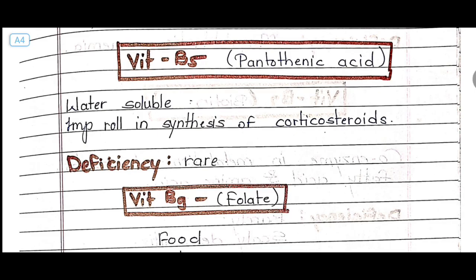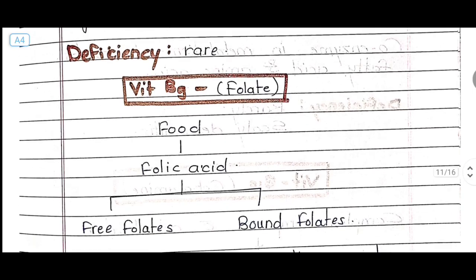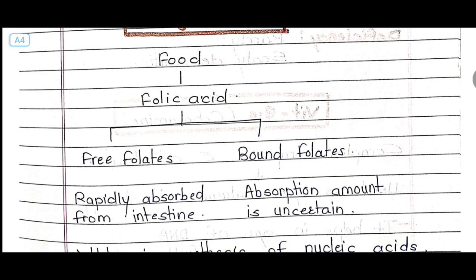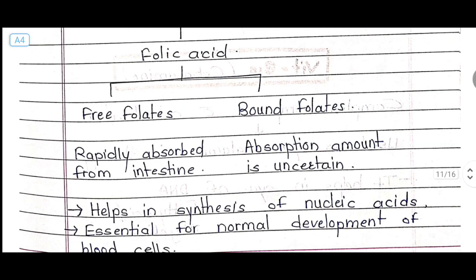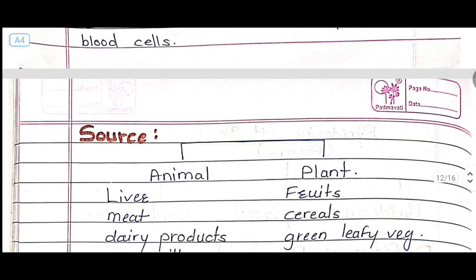Vitamin B5, pantothenic acid, water soluble, has an important role in synthesis of corticosteroids. Deficiency is rare. Vitamin B9 is folate in the food, folic acid from the food. It has two types, free folates and bound folates. Free folates are rapidly absorbed from the intestine and the absorption amount of bound folates is uncertain. Helps in synthesis of nucleic acids essential for normal development of blood cells.